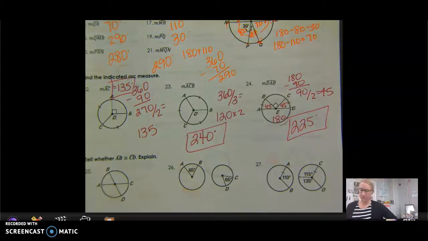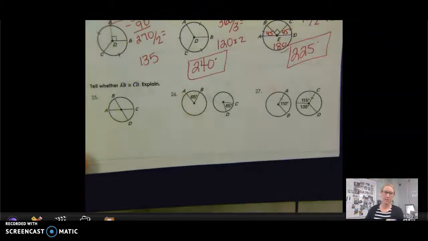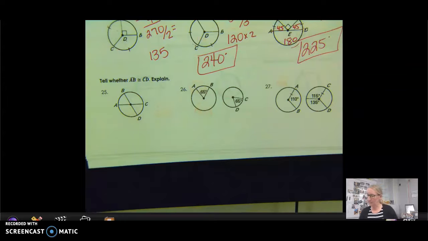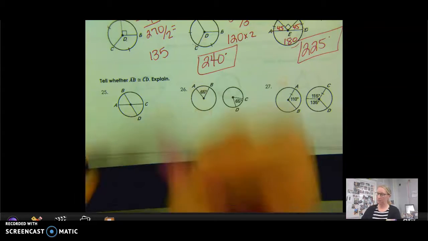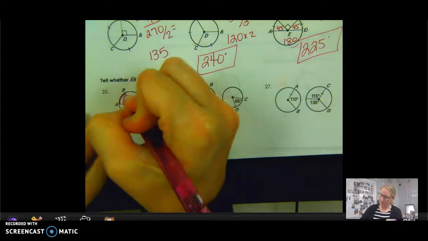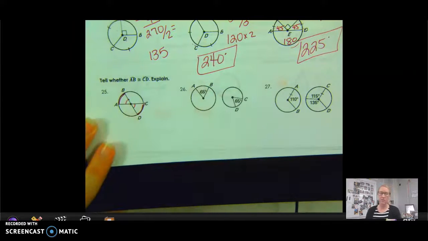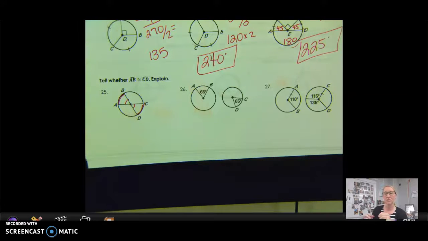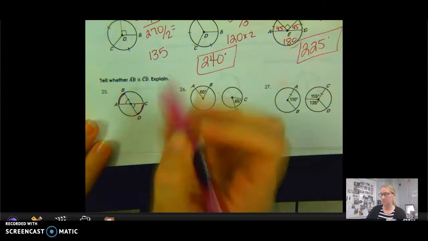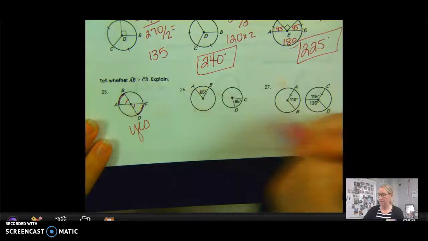Okay, bottom section. Tell whether A to B is congruent to C to D. And for me to be able to tell that, I would have to know something about it. So A to B is this guy, C to D is this guy. These two are vertical angles, and we know that vertical angles are congruent. So since their vertical angles are congruent, those are also central angles. That means that their arcs are congruent, so this is yes.